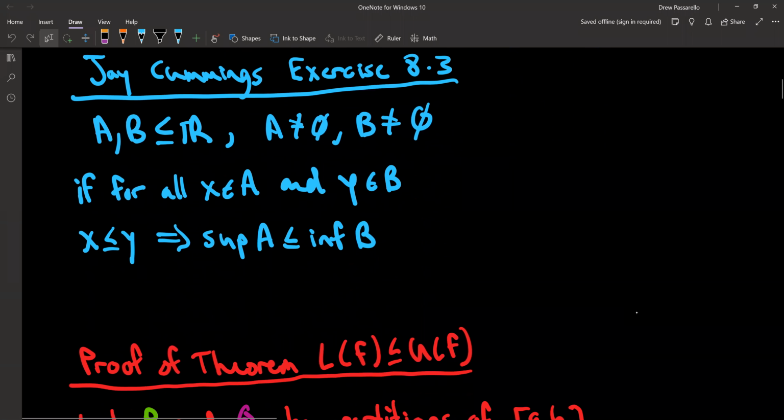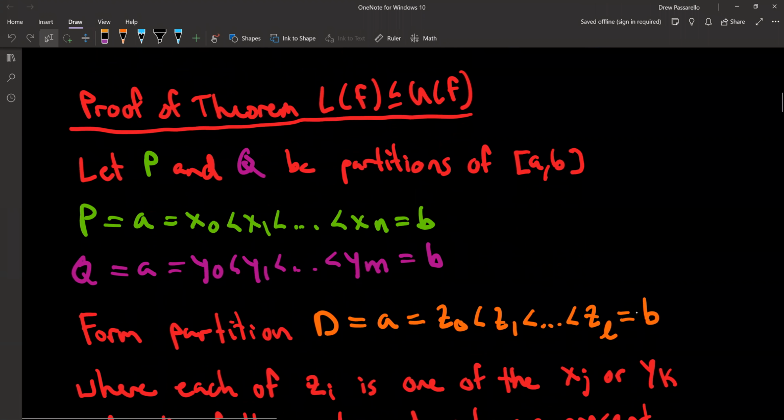All right, so now the actual proof. We're going to choose two partitions P and Q, where P is the partition consisting of x naught through x n, with our endpoints a and b, where x naught is a and x n is b. Q is going to be another partition, except now I'm using the letter y for the different values we're using in the partition Q.